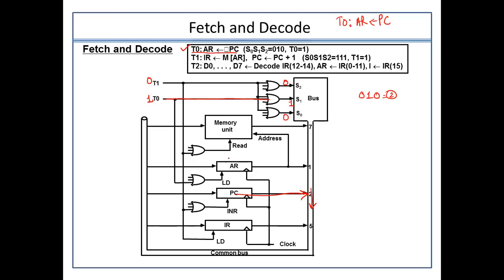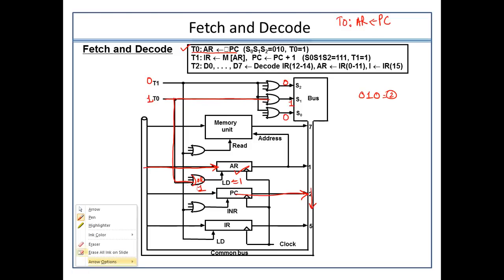Now who is ready to take the data? Let's understand that also. This T0 is active here in this case. This is the OR gate, so any one input will lead this load to equal 1, right? So this particular load bit is now active, and this address register now has the capability to receive the data. This is how the T0 clock pulse will work.